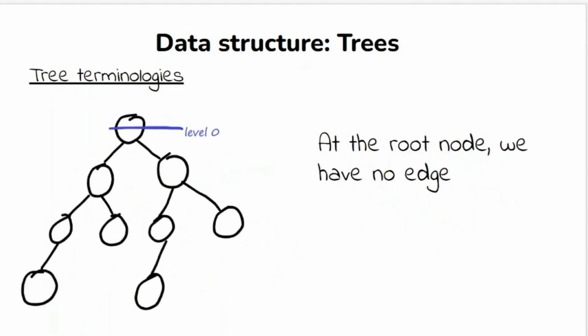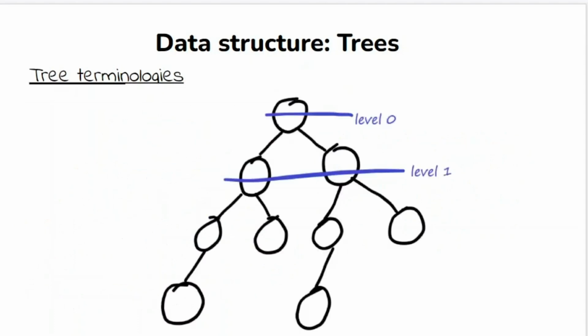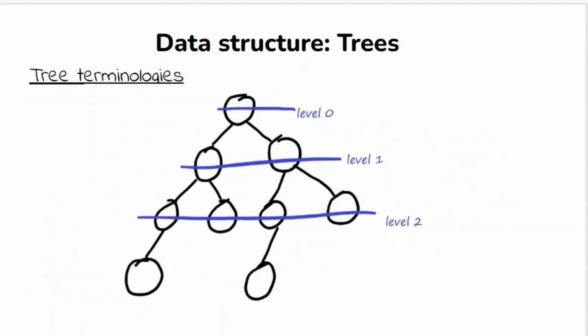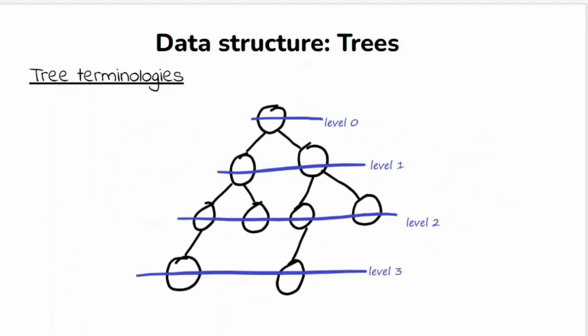And we have the first level, which is 0 index, because there are no edges connecting to it. Then we move down, we have level 1. We move down, we see that okay, we now have 2 edges, therefore this is the level 2. And finally we reach the last level, and it can go as deep as you want, really.